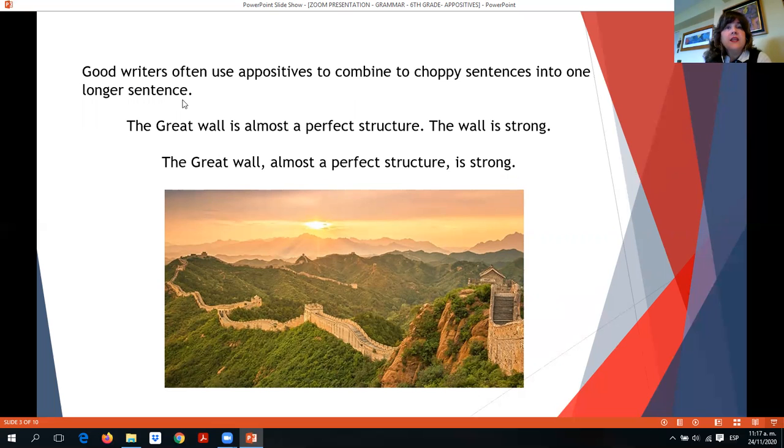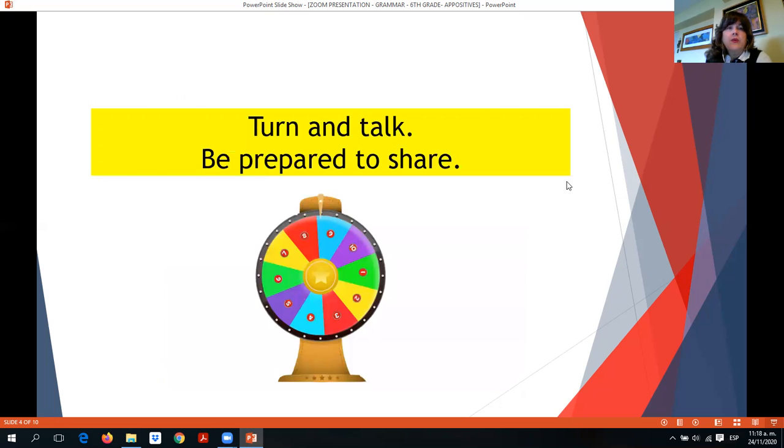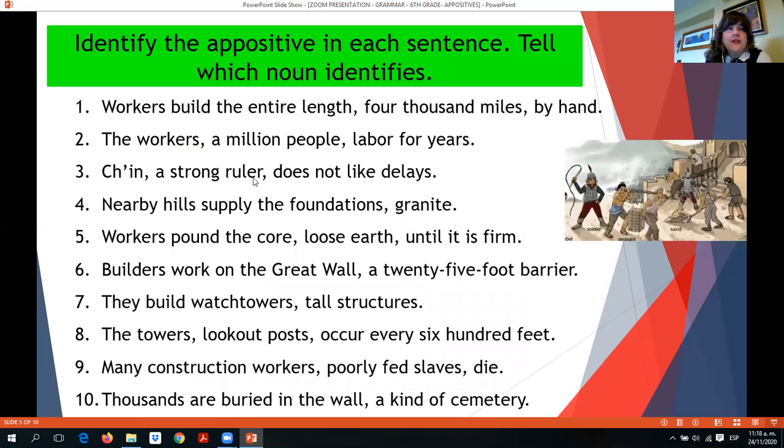So you are telling the information from both initial sentences in only one, and it's more fluid, okay? This is the appositive in this case, almost the perfect structure, because the wall is almost the perfect structure, and these words are helping us describe it, okay? All right, so let's see other examples.